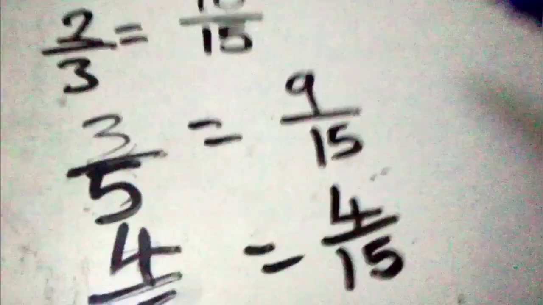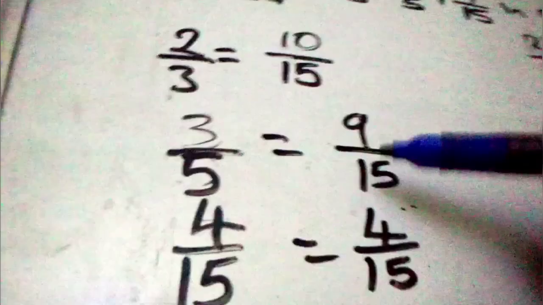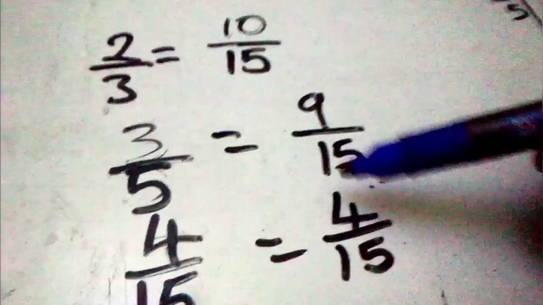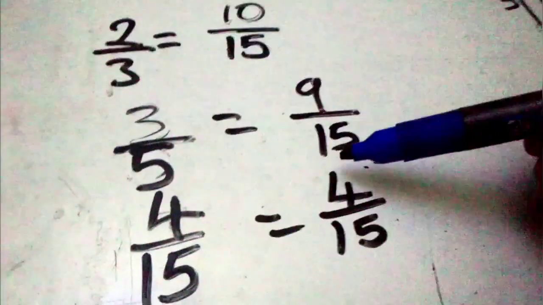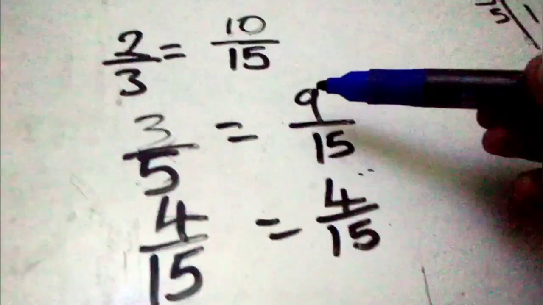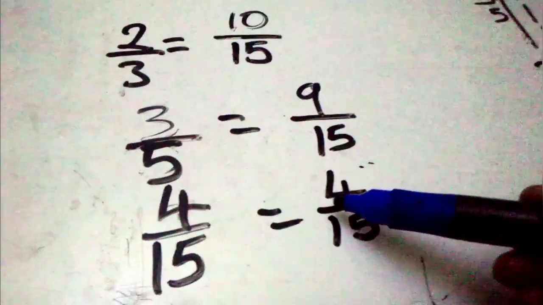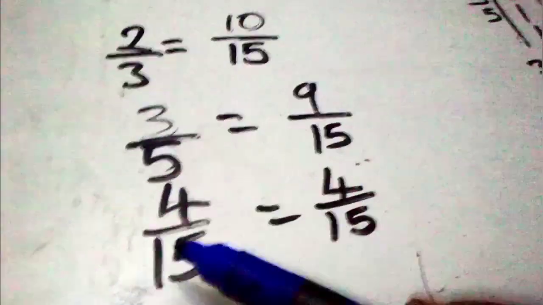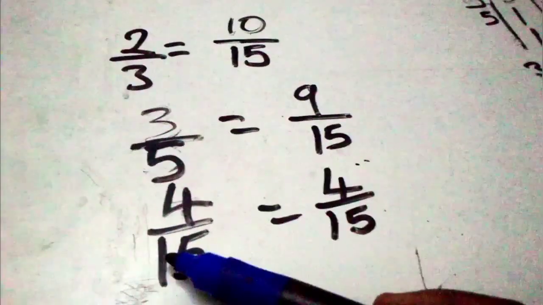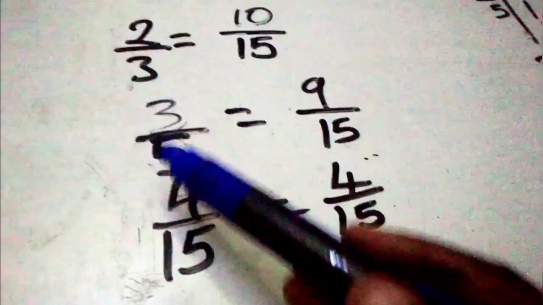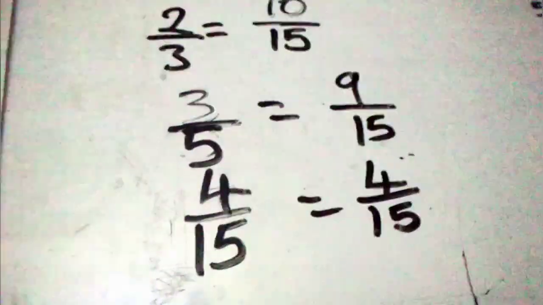So looking at these fractions now, what are we going to do? We're going to check the numerators. When you check the numerators, which one is bigger? We are arranging in ascending order. So this is the smallest, followed by this, followed by this. So in ascending order, that means 4 over 15, followed by 3 over 5, followed by 2 over 3. That is the ascending order of these fractions.